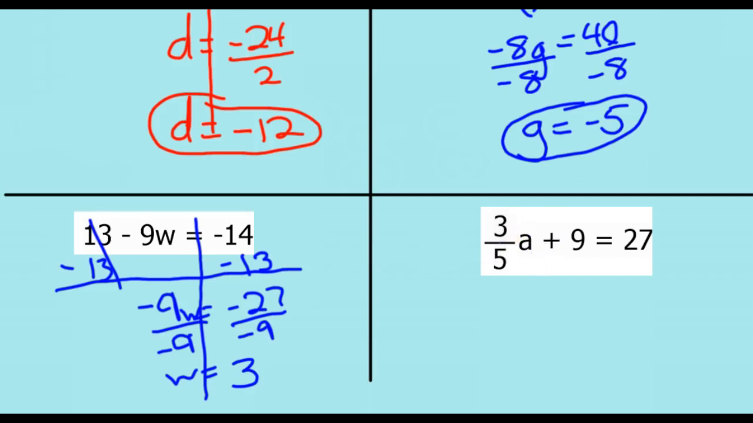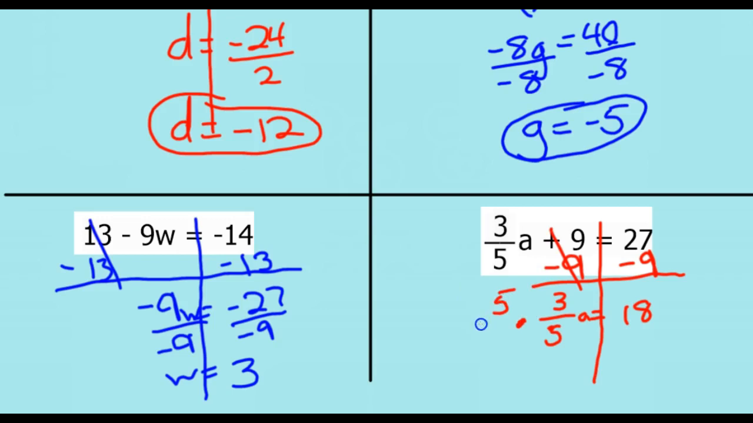Here we have to get rid of the constants first. So I'm going to subtract 9 because that's the opposite of plus. So those cancel out. I get 3/5 a equals 27 minus 9, which gives me 18. Now I'm going to do the reciprocal because I have a fraction, so I'm going to flip it. So I have 5 over 3 instead of 3 over 5 on both sides.